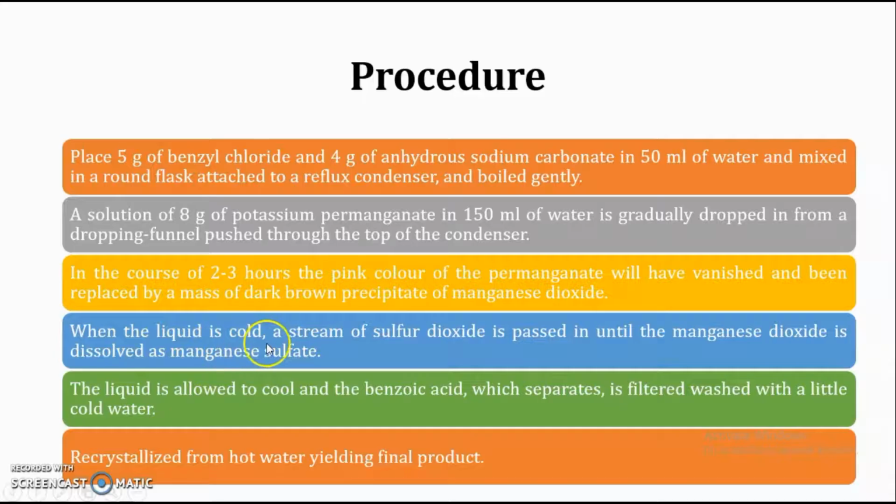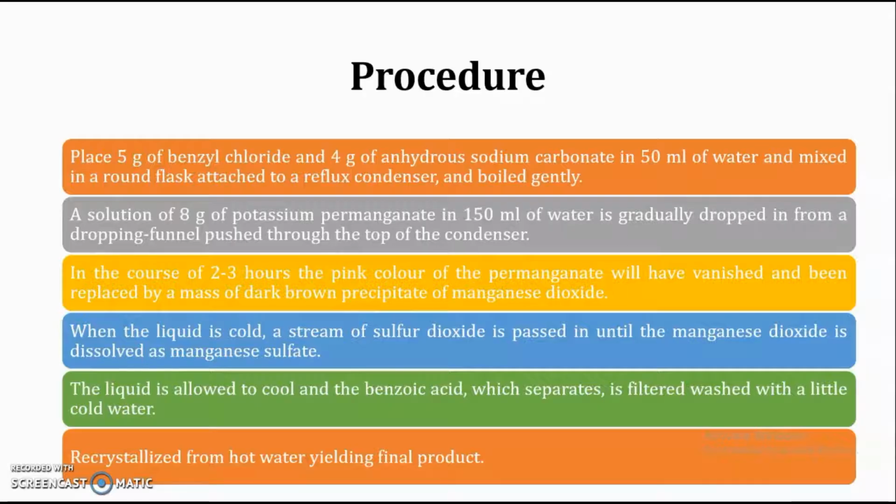Okay, so when the liquid is cold, a stream of sulfur dioxide is passed until manganese dioxide is dissolved as manganese sulfate. Now, the liquid is allowed to cool, and the benzoic acid, which separates, is filtered, washed with a little cold water, and then recrystallization is carried out from hot water to give us a final product. Then we will determine the melting point, report percentage yield and melting point. So this is about the procedure involved in today's synthesis.